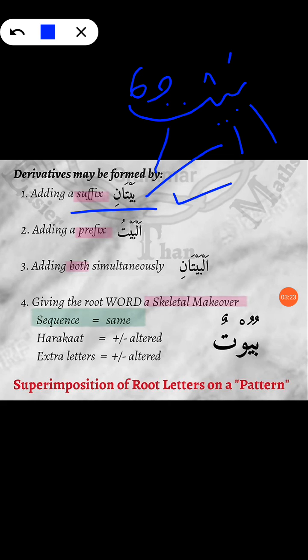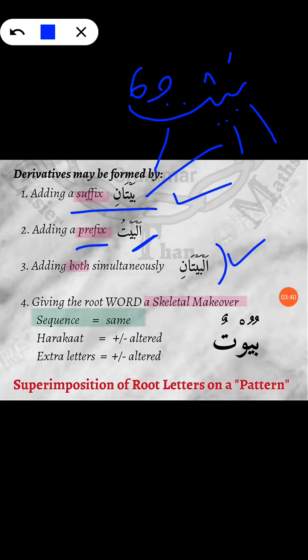Okay, so we have already covered this one. Then we could add a prefix. Once again, we've done this one too, al-baytu, the house, right? Or we could do both of them simultaneously. So for example, al-baytani. Okay, once again we have covered this thing.